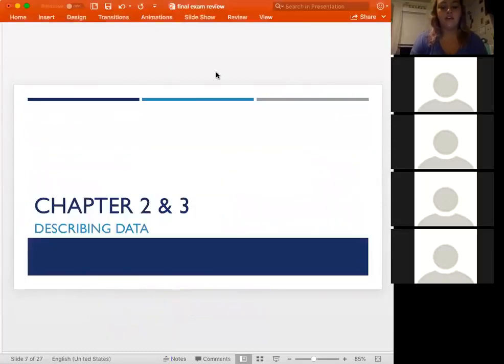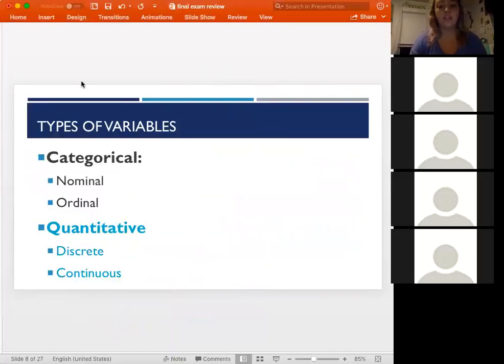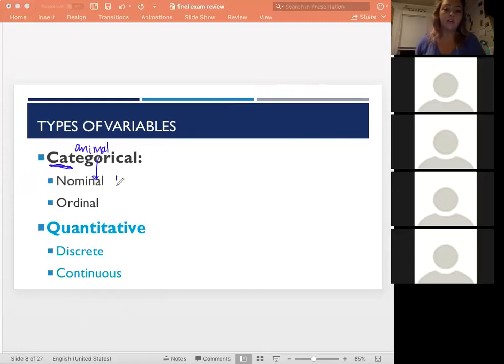Okay. All right, chapters 2 and 3, which we're talking about describing data. So when we're describing data, we can talk about either categorical variables or quantitative. Categorical: cat is an animal, so animals are an example of categorical variables. And they would also be nominal because they don't have any order. So these could be things like colors, brands of something, material types, anything that basically is only a category and doesn't have a numerical value associated with it.